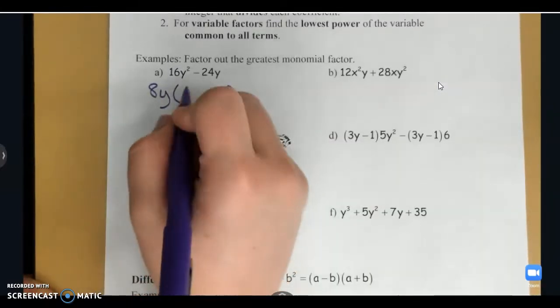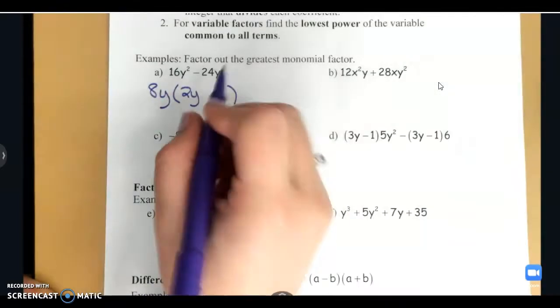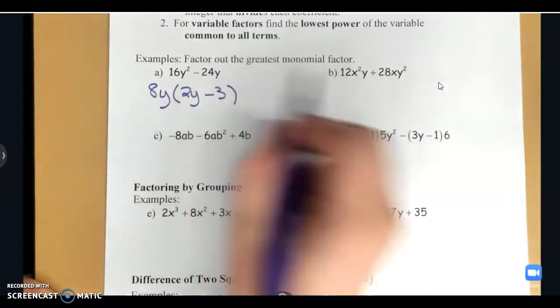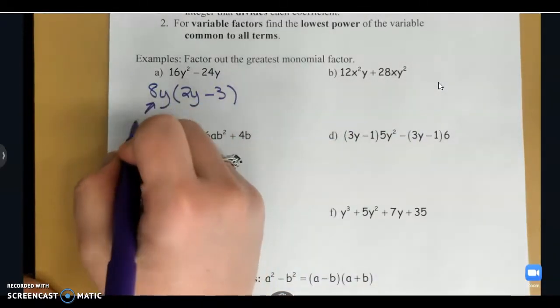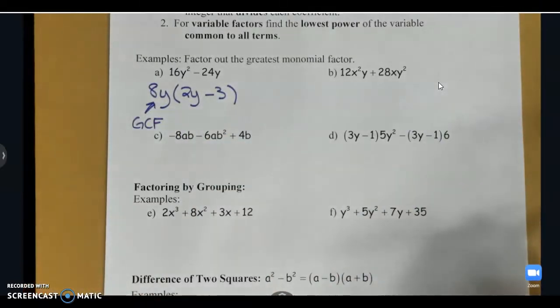So 8 times 2 is what gives me 16. Y times y is what gives me y squared. Then 8 times negative 3 is what gives me negative 24, and we factored out the y. So that was my greatest common factor. So 8y times 2y minus 3 is our factored answer.